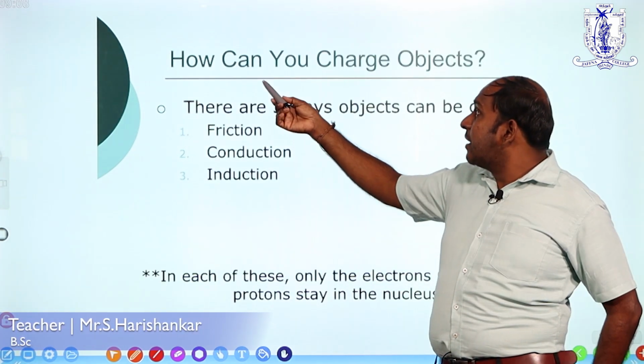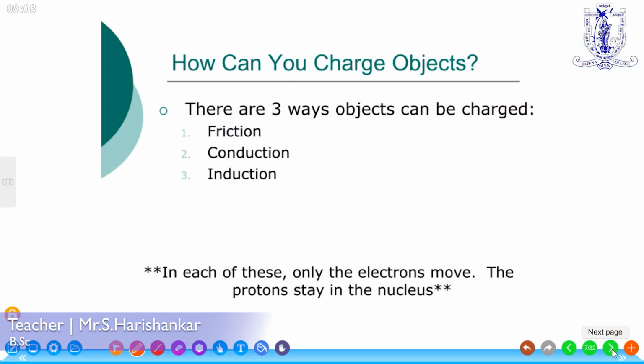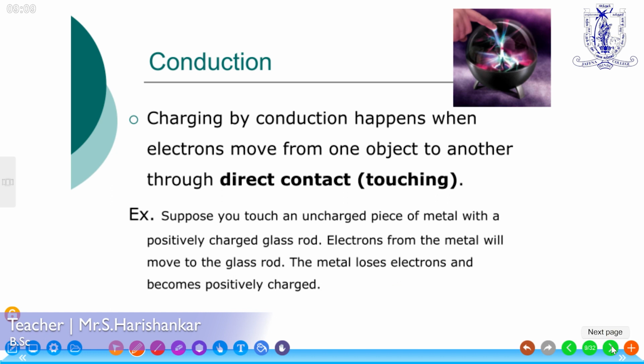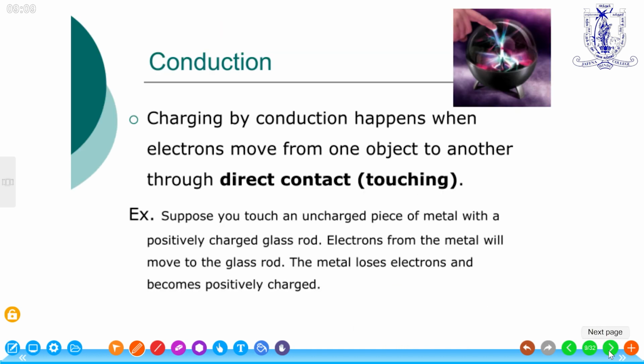How can you charge an object? There are 3 ways an object can be charged: friction, conduction and induction. This is the simple idea of static charges. Friction charging is rubbing two things together, for example wiping a PVC pipe or polythene with a cloth. Simply, charges are created.